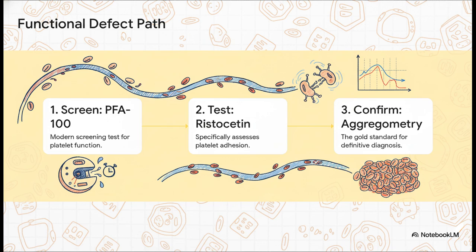The old, outdated bleeding time test has been replaced by something called the PFA 100. It's a modern screening tool that tells us how long it takes for a clot to form. If that time is prolonged, it suggests a functional defect. The next step is the ristocetin test, which specifically looks at adhesion, and that's followed by the gold standard, platelet aggregometry, which gives us the definitive characterization.